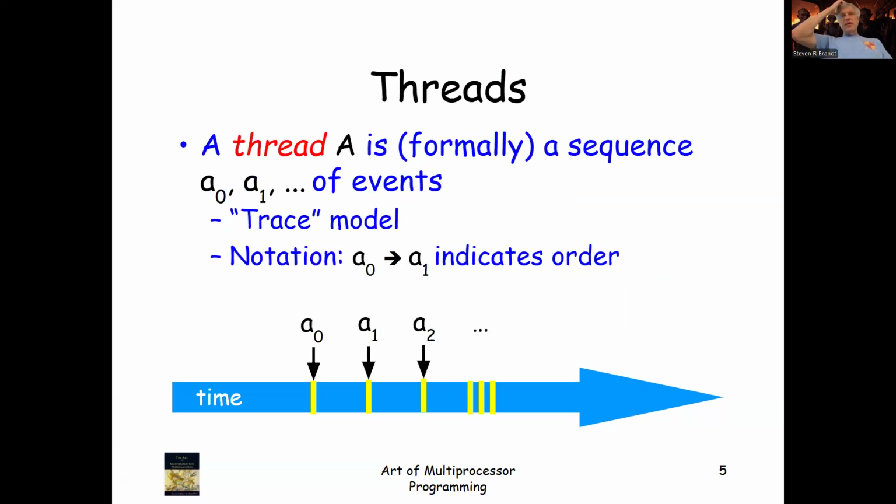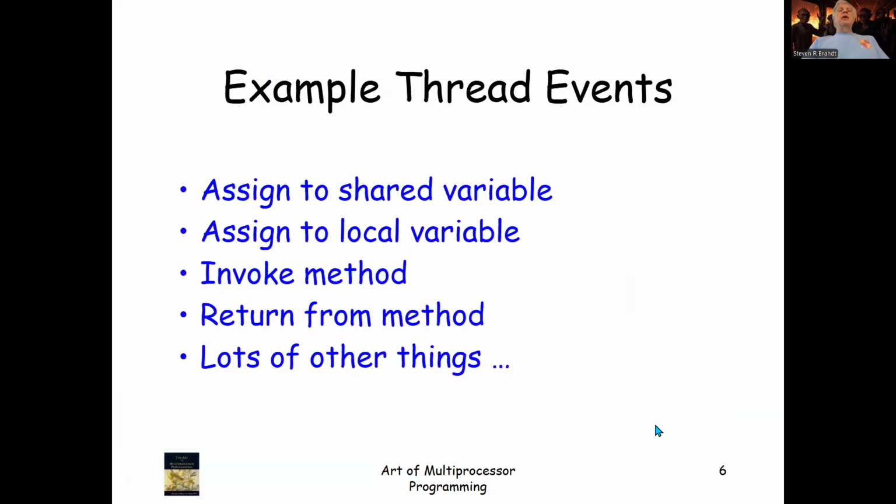And then a thread. We have a notion of what a thread is. A thread is going to have a sequence of events occurring on it, and it's going to model what one CPU is doing. And we're going to put them in order. So A0 is going to come before A1, and that arrow is going to be order. Examples of events could be assigning to a shared variable, assigning to a local variable, invoking a method, or returning from a method. And there are lots of other things we could potentially put there.